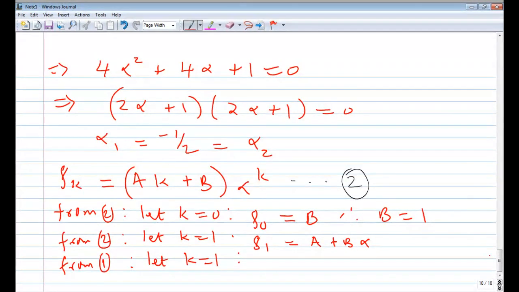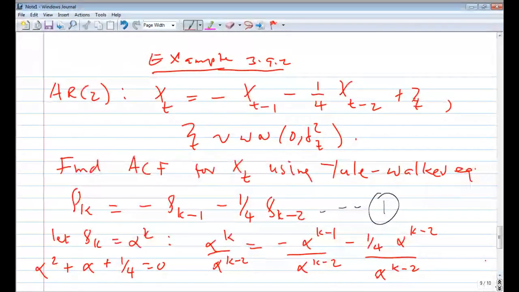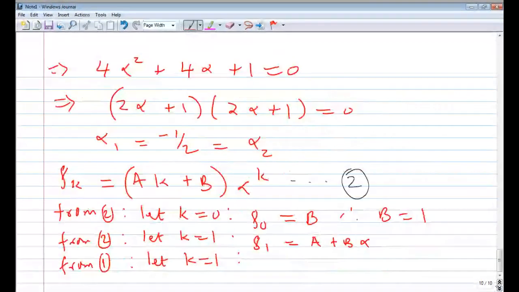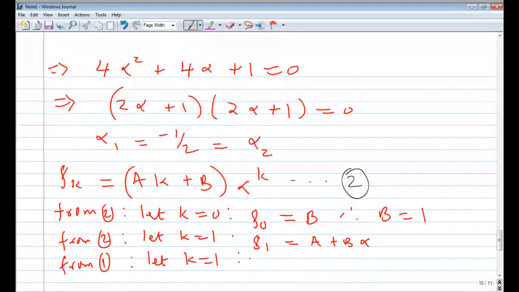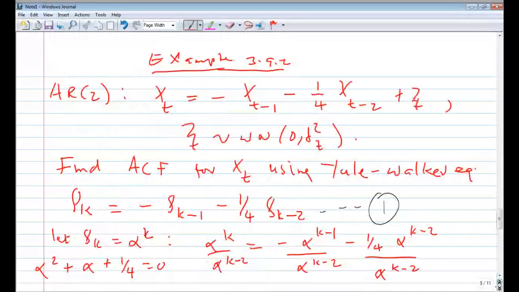From equation number 1 up there, K equal to 1. So it's going to be rho 0, rho 0, and what? Rho minus 1 or 1. Rho minus 1.